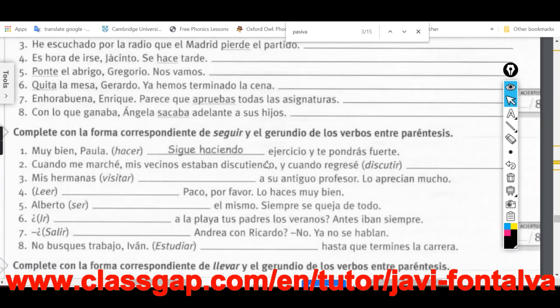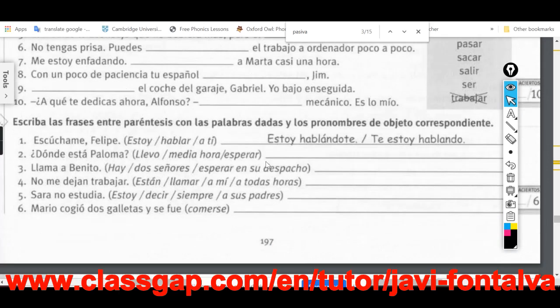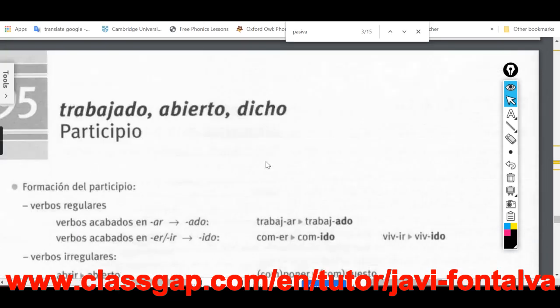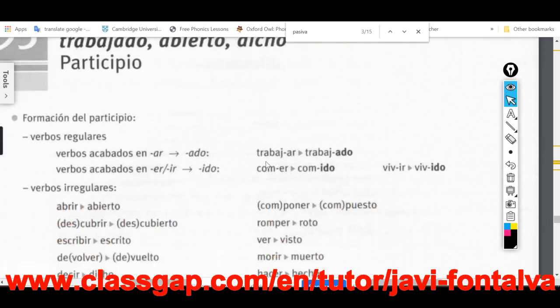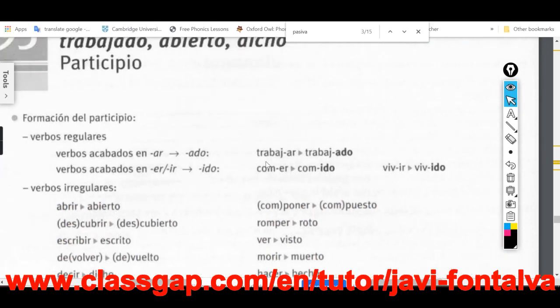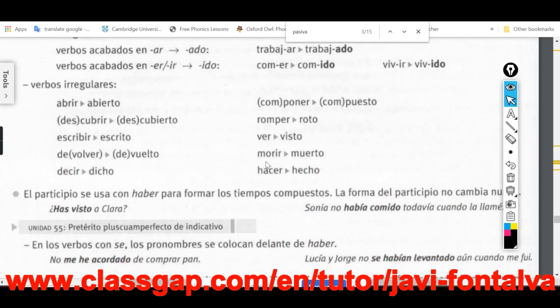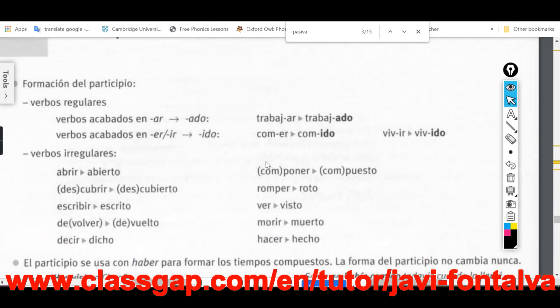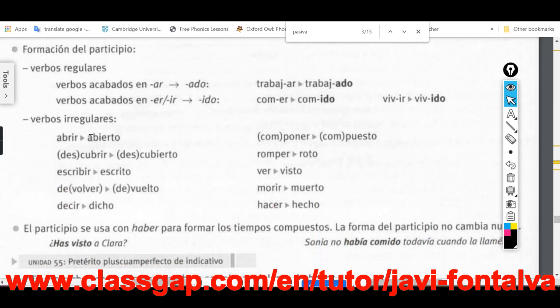Now let's take a look at the other one. So this is the gerund. And of course you have expressions with the past participle. So already we've seen a few of them. The past participle can be several things as well, just like in English. Of course you have irregular ones. This one you just have to learn by heart. So visto, roto, escrito.